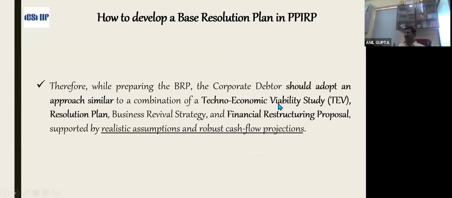Therefore, while preparing the BRP, that is the base resolution plan, the corporate debtor should adopt an approach similar to a combination of a techno-economic viability report, a resolution plan, a business revival strategy, and a financial restructuring proposal, supported by realistic assumptions and robust cash flow projections. So it is a combination, a blending of the TEV report, the normal resolution plan, the business revival strategies, and the financial restructuring proposal, with realistic assumptions and robust cash flow projections.